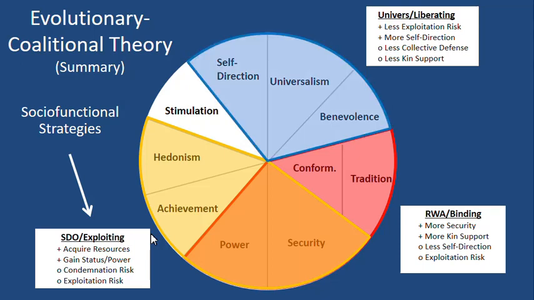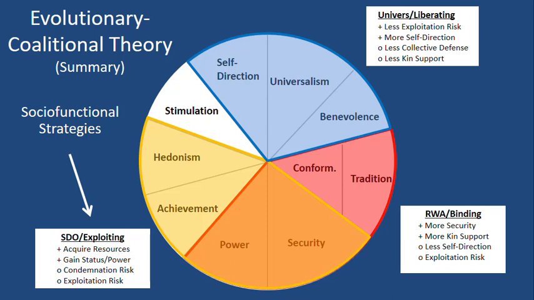Okay, and then the third group are yellow-bellied, weak-kneed liberals. You're going to have less exploitation risk and more self-direction, but the problem is you're not going to be as able to offer a collective defense based on kinship support.